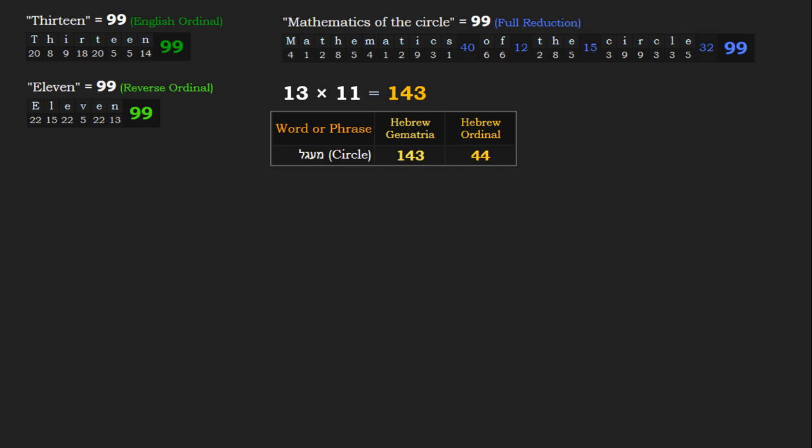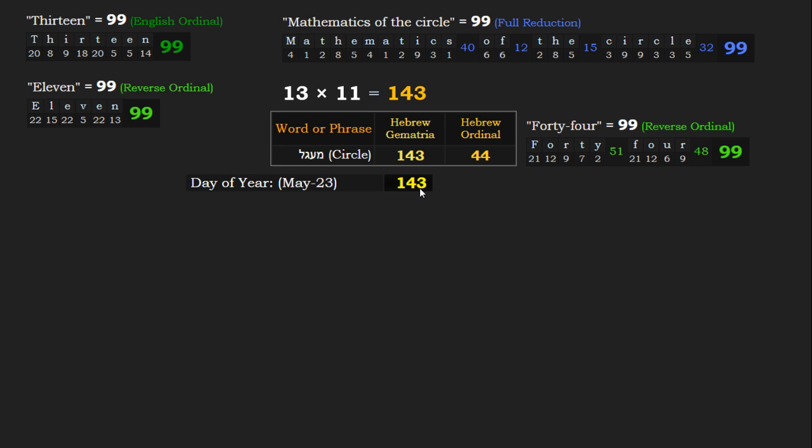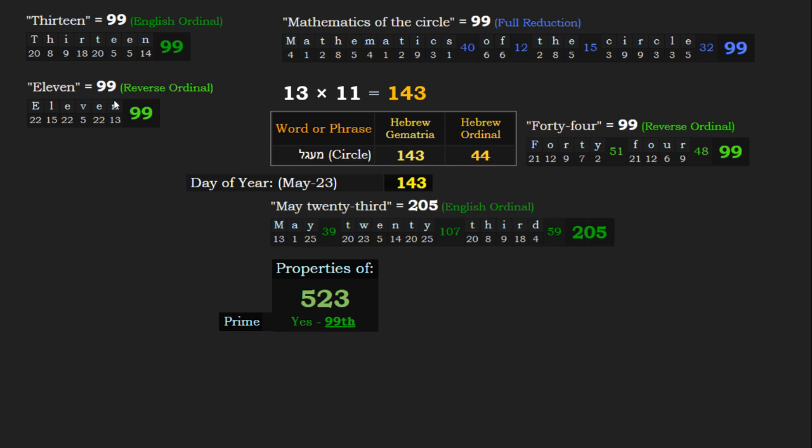Notice how in ordinal, circle equals 44. The only other number that sums to 99 in the reverse alphabetic order is 44. Now, what about the 143rd day of the year? We know this number is significant to the circle. Well, look at this. The 143rd day of the year is May 23rd, written 5/23. Now, 523 is the 99th prime number. So this circles right back around to the number 13.